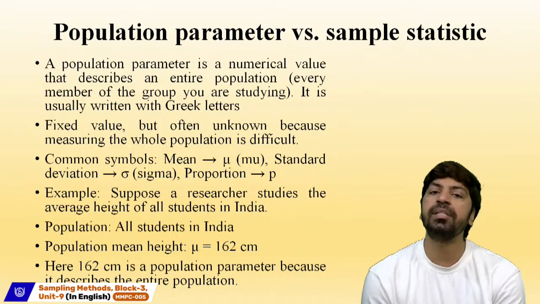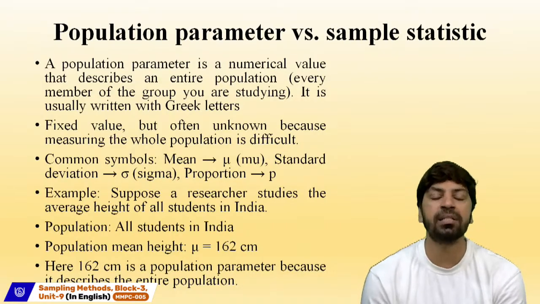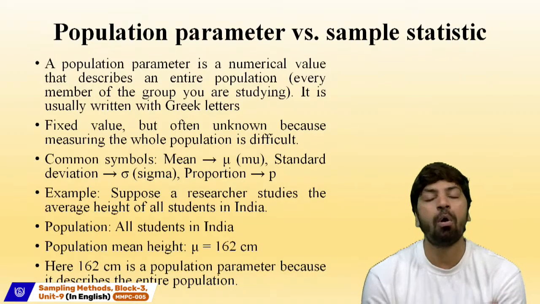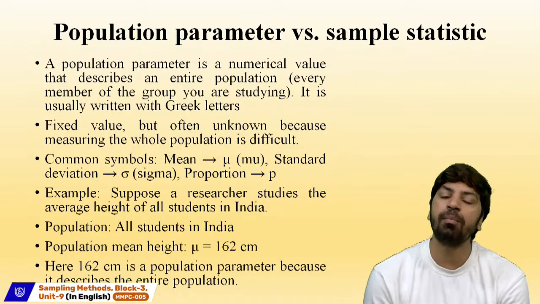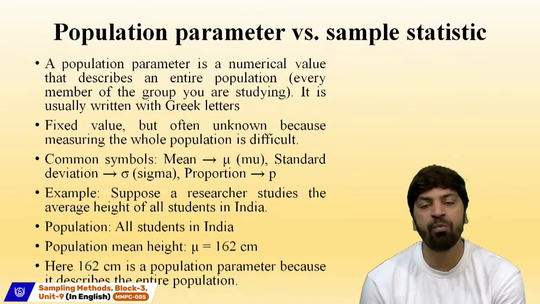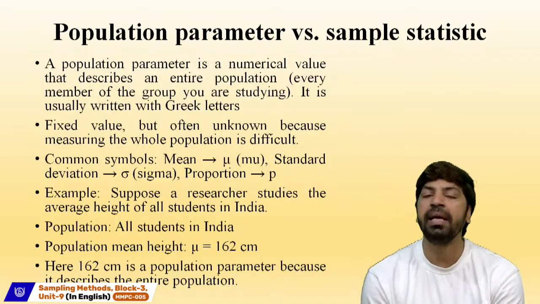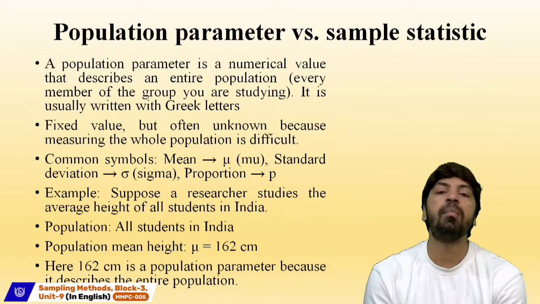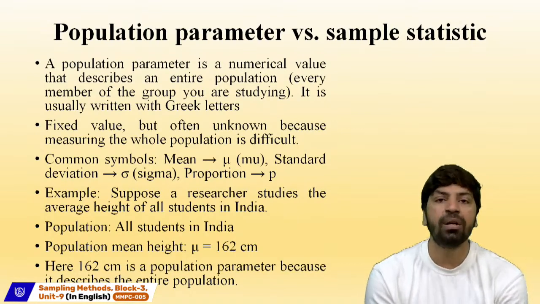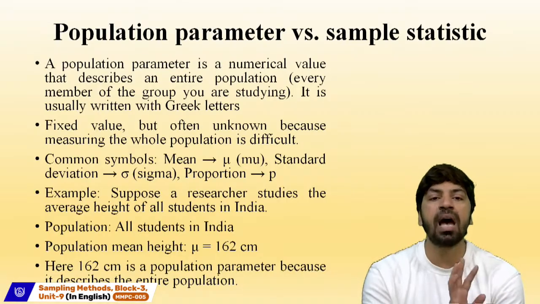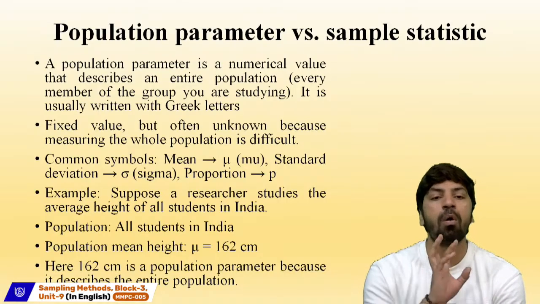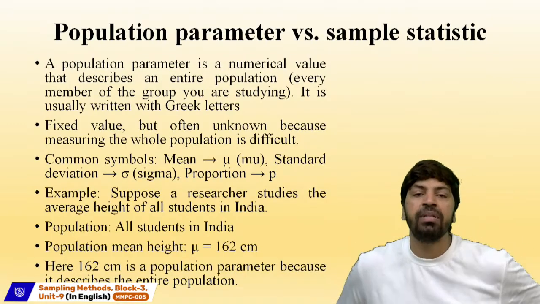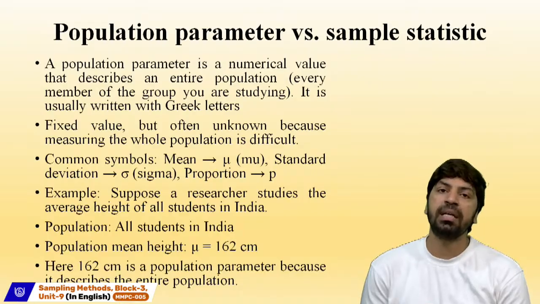So the common symbols would be mean, that is mu, standard deviation, that is sigma, proportion, that is p. Suppose a researcher studies the average height of all students in India. So what would be the population? All students in India. What would be the population mean? That is height, 162 centimeter. Here in this particular example, 162 centimeter is the population parameter, because it describes the entire population.